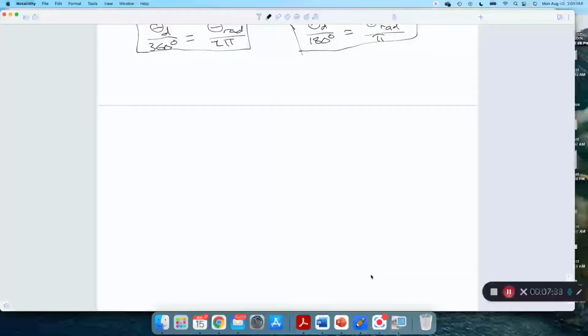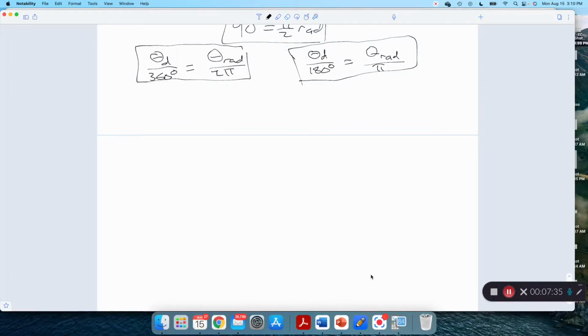Okay, so we'll do a couple of examples. Let's say we wanted to convert 30 degrees to radians. So I'll do both of those, and then I'll do what I think would be the easier way.